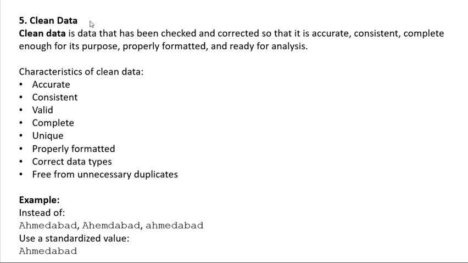Fifth is clean data. Clean data is data that has been checked and corrected so that it is accurate, consistent and complete enough for its purpose, properly formatted and ready for analysis. The characteristics of clean data are: accurate, consistent, valid, complete, unique, properly formatted, with correct data types, and free from unnecessary duplicates.